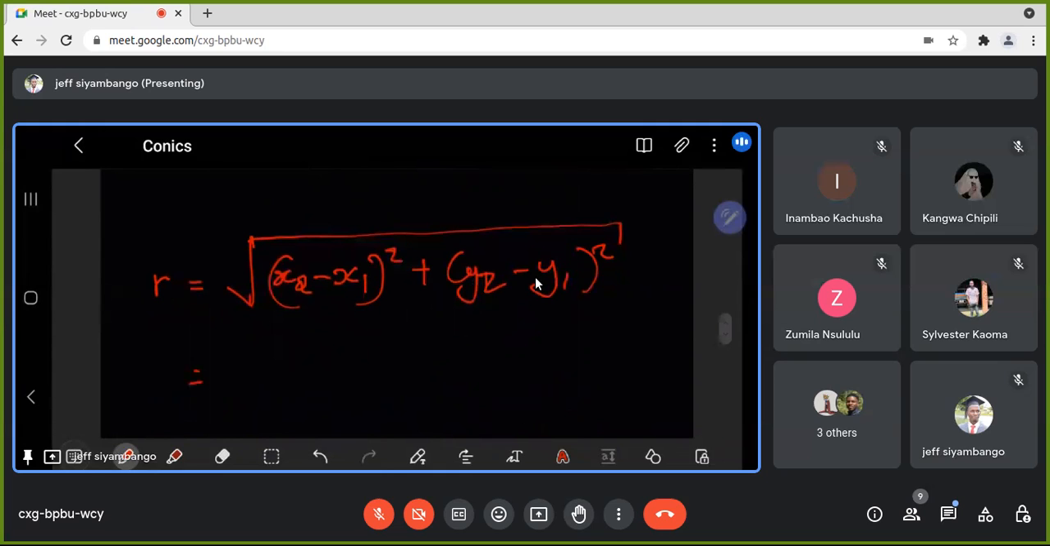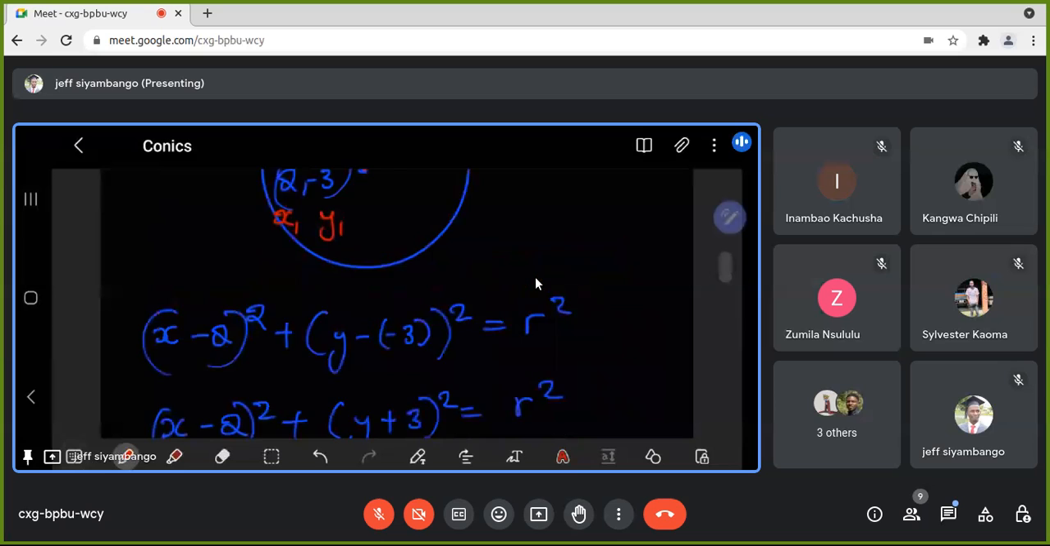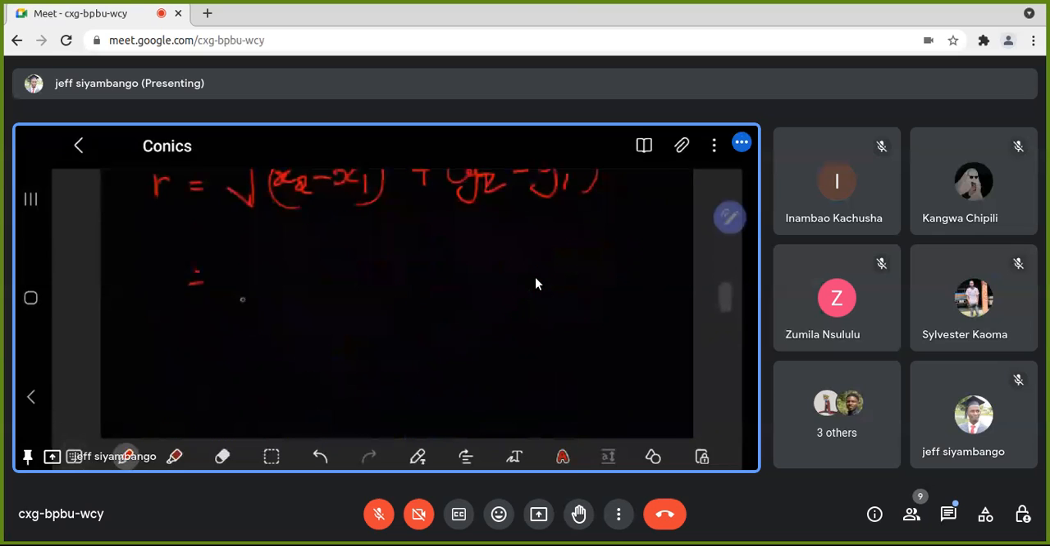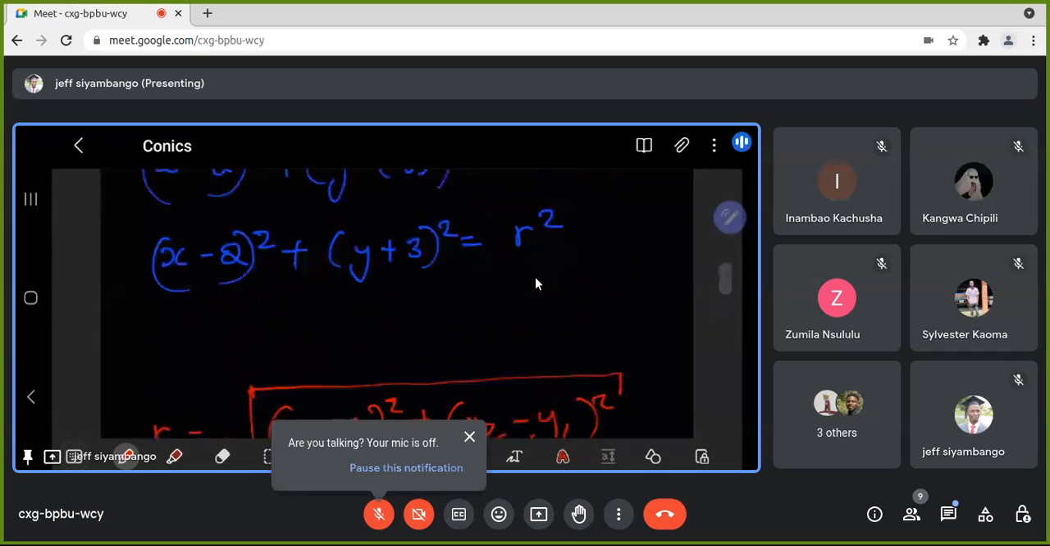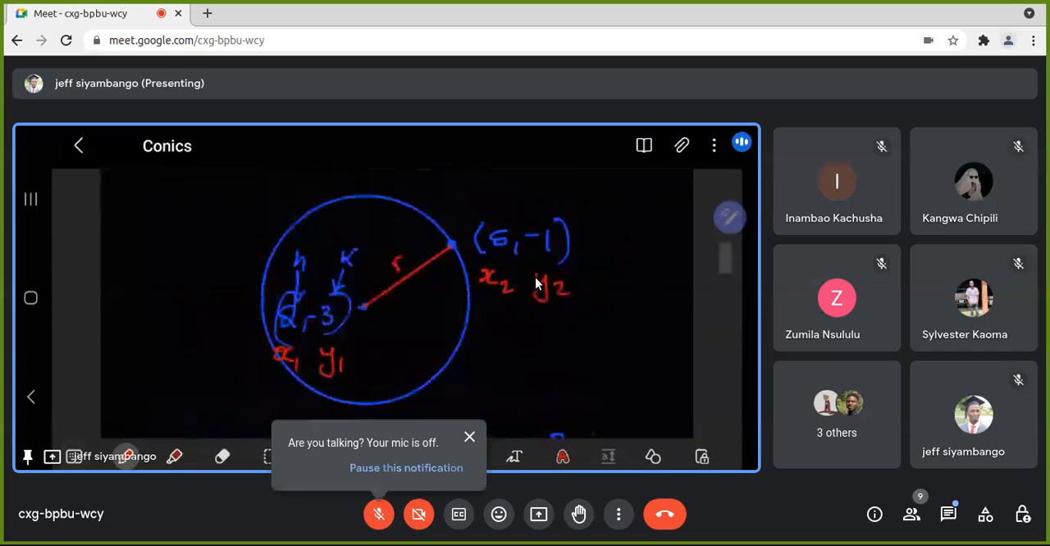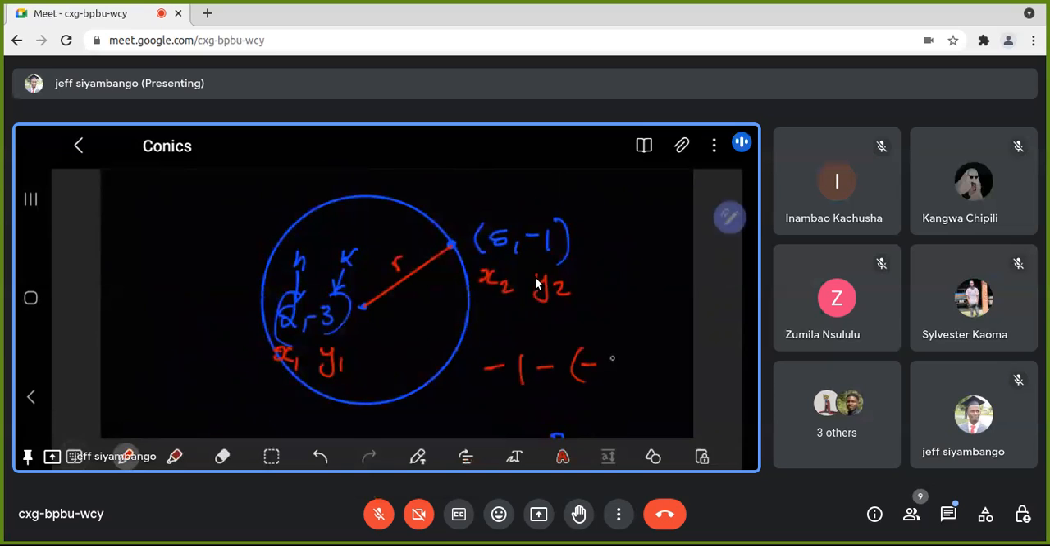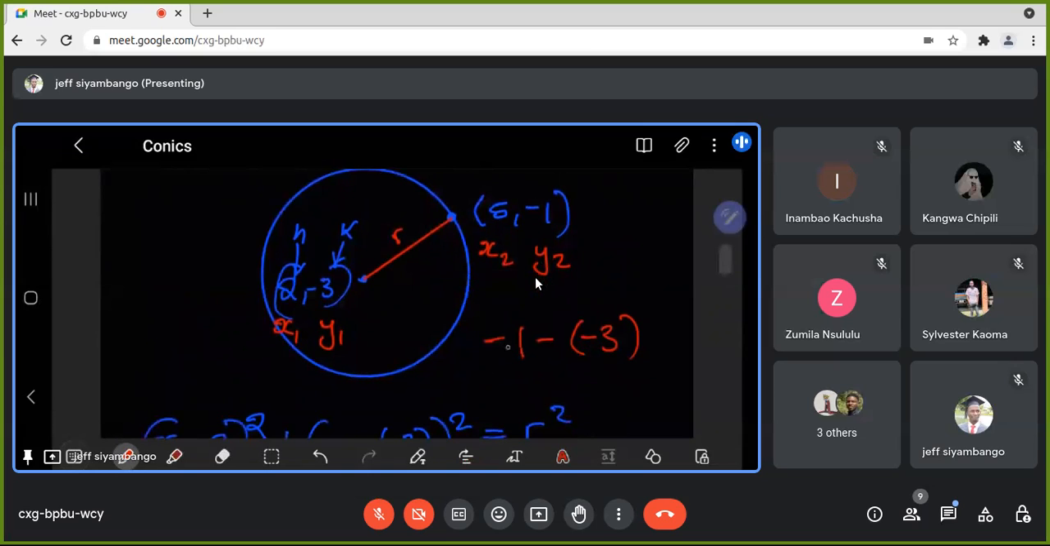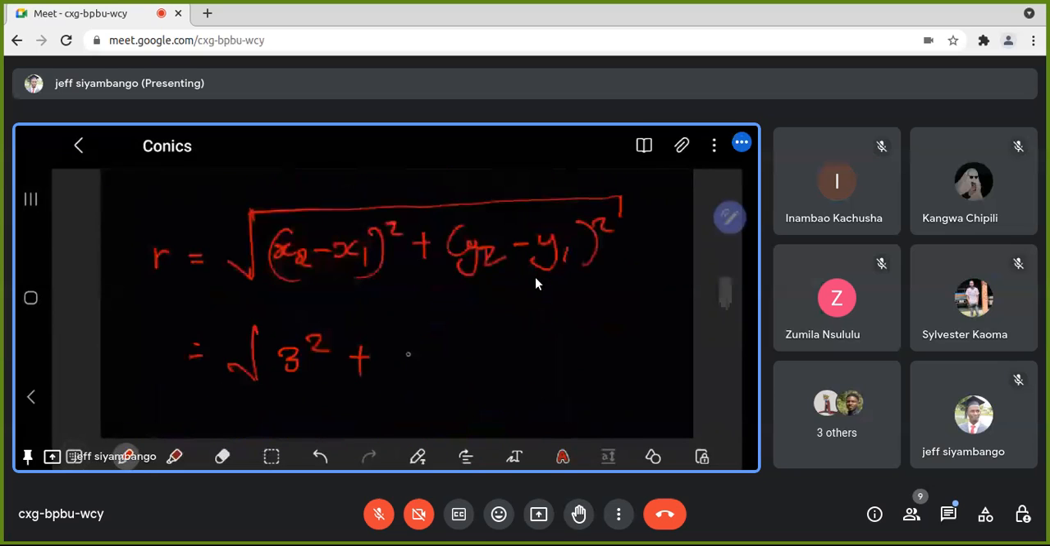So how do we proceed? Our x2 is 5, our x1 is 2. So we have 5 minus 2, of course, that is just 3. Plus, then we have y2 minus y1. Our y2 is -1, minus y1. So I have -1 minus y1, and y1 is -3. So you see this is going to be +3. +3 minus 1, this is going to give us 2. So we get a 2 there. So we have 2 squared.